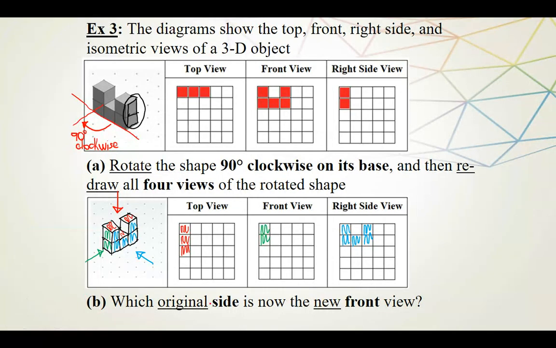Now, part B says, which original side is now the new front view? Well, I actually already answered that question. So the new front view is this picture. So if I look up here, which of these original views is actually the new front side view? Well, it's the right side because you have two rows of the single block in each row. So I'd say the right side view.